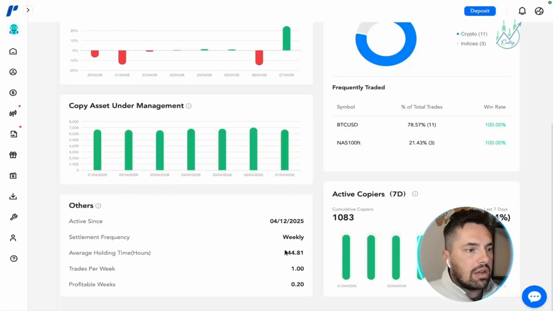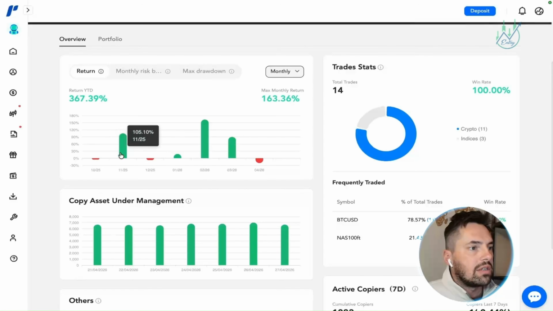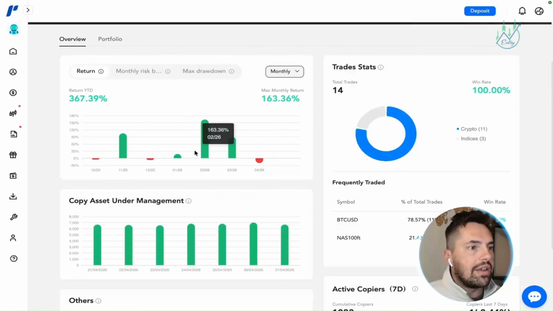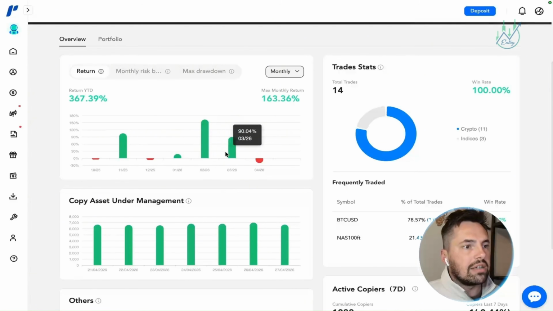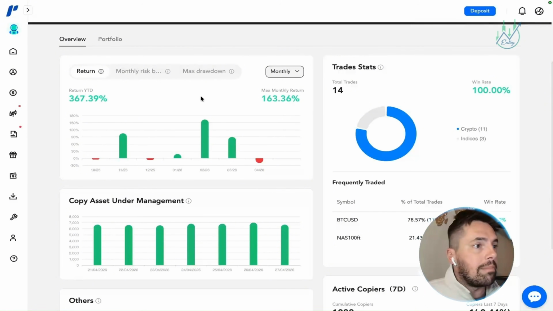Average holding time is 244 hours. Trades per week is 1. Profitable weeks 0.2. So if you look at his monthly, when he started, he was down 5%, then the next month he was up 105%, then down 7%, then up 17%, then up 163% to 90%. So you can see that he is a good trader in himself. So this would not be a bad one to copy.